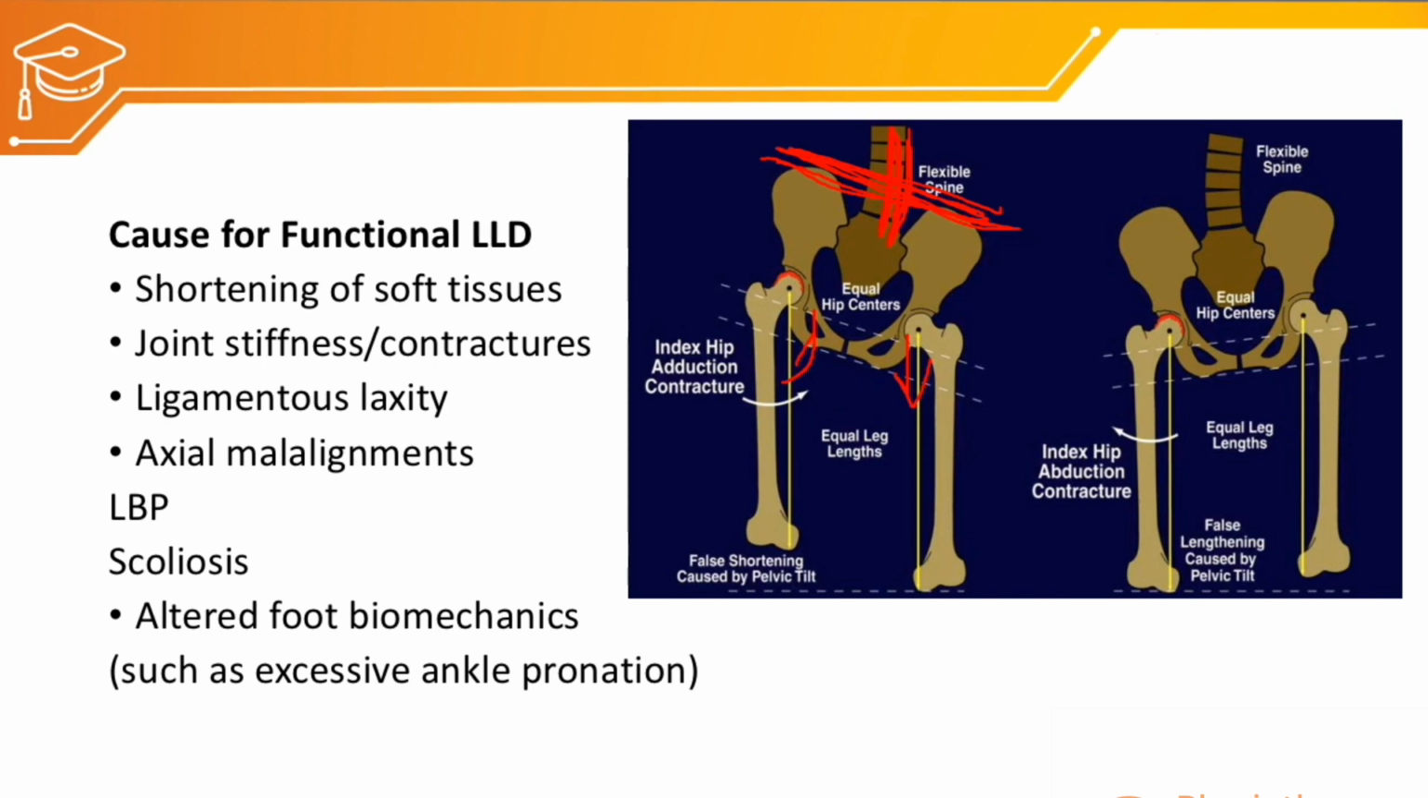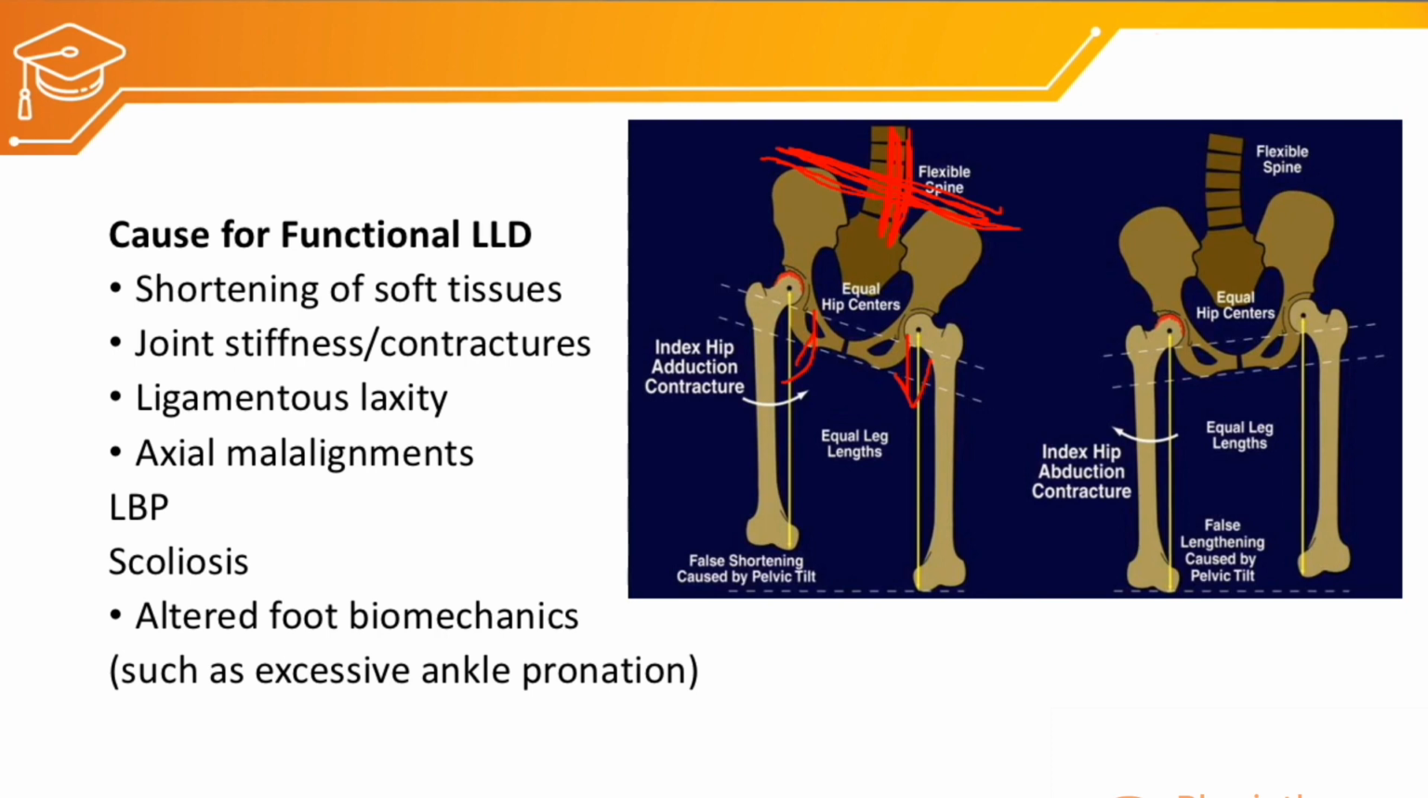So true limb length discrepancy means there will be alteration in the bone or the structure of the bone. A simple example is fracture of the bone. After fracture, the bone may heal in a shortened position or a lengthened position, due to which there may be limb length discrepancy.